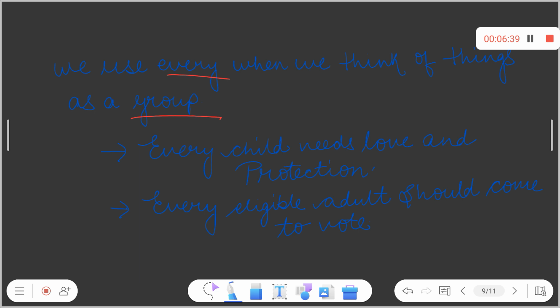Like when I say every child needs love and protection, I'm talking about every child as a whole, as a group. Now see, every eligible adult should come to vote. So I'm talking about all the eligible adults there. It is very necessary for every person to come and vote.